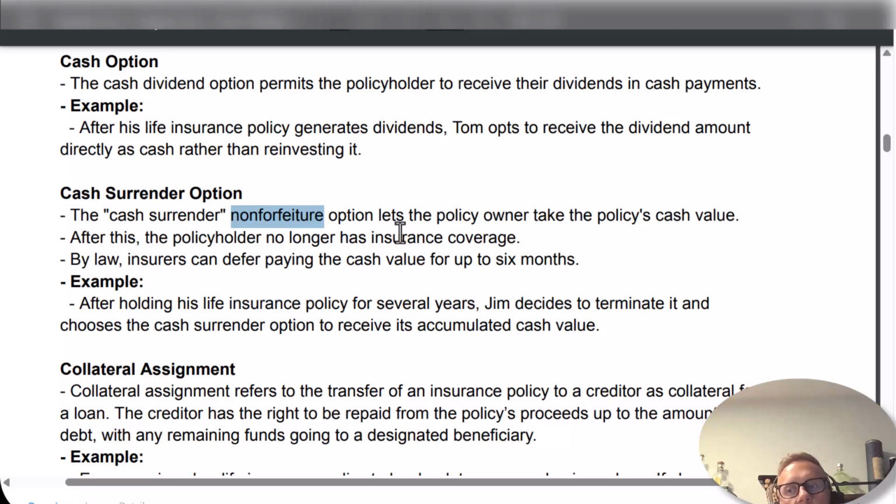So cash surrender just lets the policy owner take the policy's cash value. The policy is no longer in force, no longer has insurance coverage, and the insurers can defer paying cash value for up to 6 months by law. So after holding his life insurance policy for several years, Jim decides to terminate it and chooses the cash surrender option to receive its accumulated cash value. So cash value, it's there. Jim's like, it's my money and I want it now. So they give it to him.